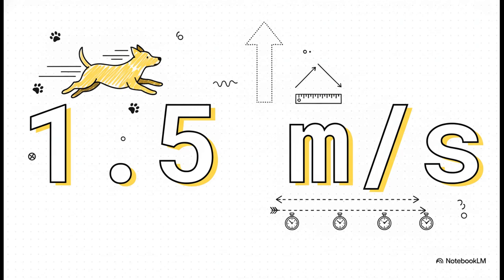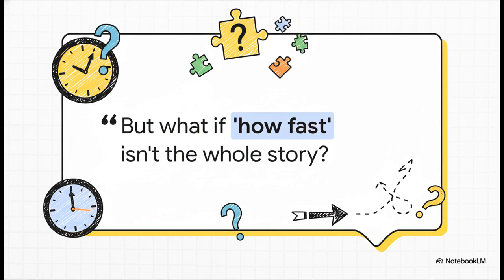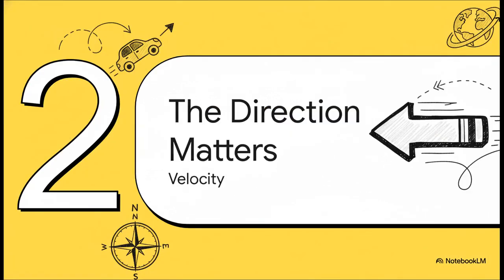Pretty simple, right? But hold on, here's where things get a lot more interesting. Knowing how fast is great, for sure. But what if it's only half of the story? What if we're missing a huge piece of the puzzle of motion? And this is where our second key concept makes its entrance: velocity. The easiest way to think about it is this: velocity is just speed with a direction. It's speed with a purpose. And, as you'll see, that little addition changes everything.